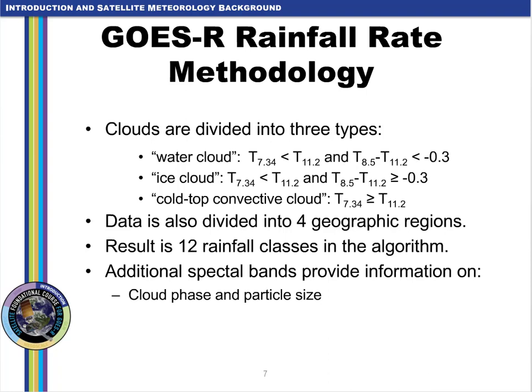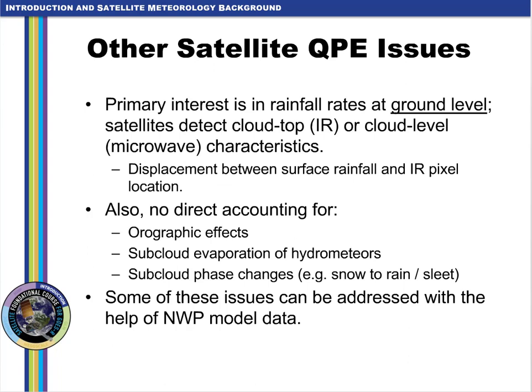When using satellite QPE, it is critical to remember that while our primary interest is in rainfall rates at ground level, satellites detect cloud top or cloud level characteristics. One of the differences between the two can be in location. In sheared environments, rain rate shafts are not vertical, so the surface rainfall can be displaced by up to a few pixels from the locations indicated by the IR imagery.